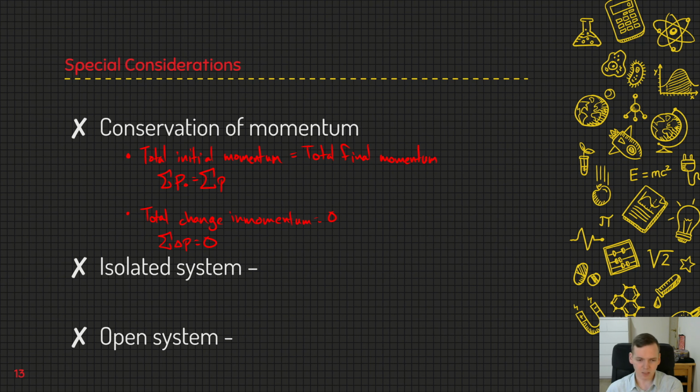Okay, lastly, we have these two ideas. An isolated system means that all objects are included and there are no external forces. An open system can include, or there are, external forces.